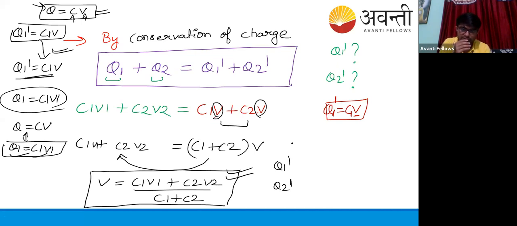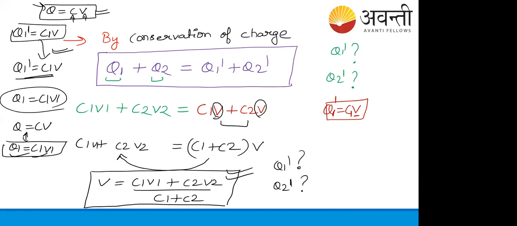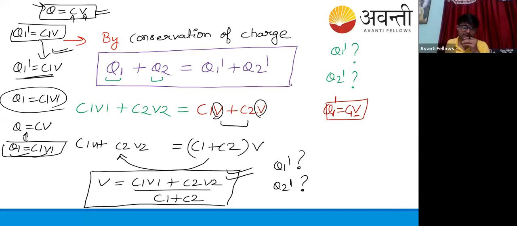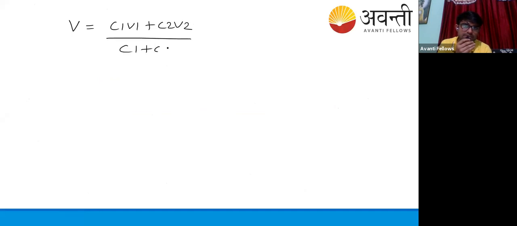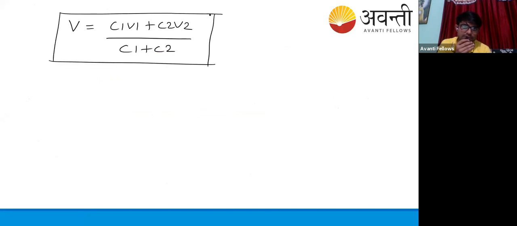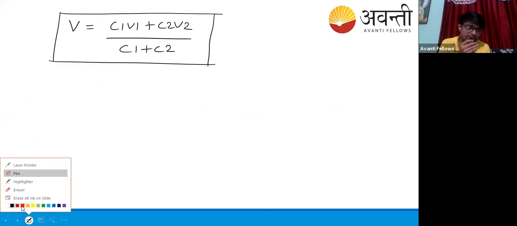That is what we need to find now, Q1 dash and Q2 dash. So I'm finding it. We get the common potential, that is V equals (C1 V1 + C2 V2) upon (C1 + C2). This is basically the common potential.